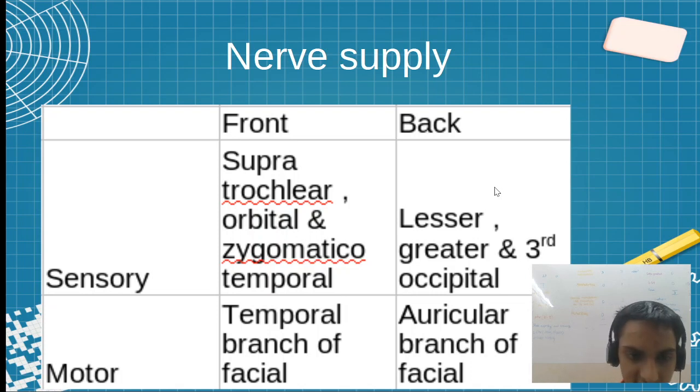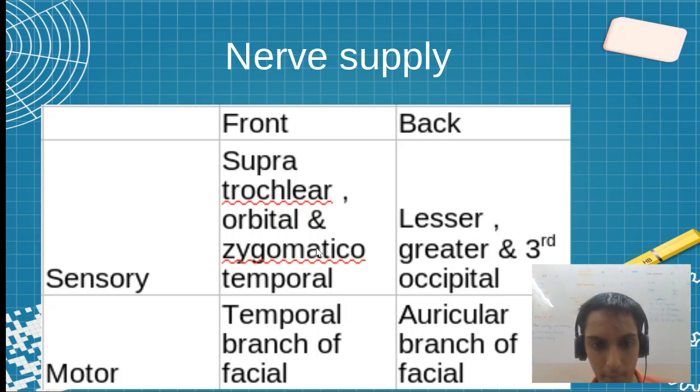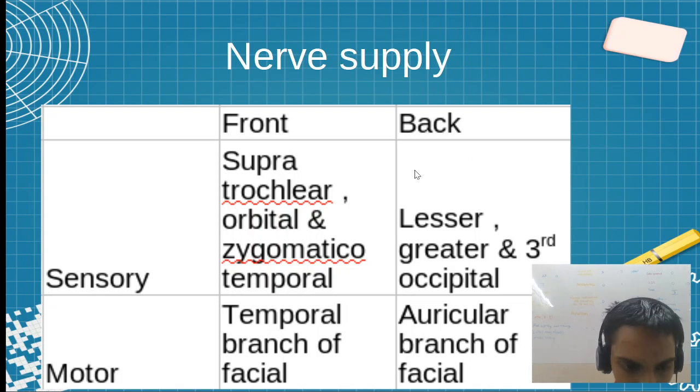Nerve supply, very similar, but we have sensory and motor. Sensory, remember, supratrochlear, supraorbital, zygomaticotemporal. There we had only supratrochlear in the front. With regards to ECA, here supraorbital and zygomaticotemporal. That's all. Back, I'll give you a mnemonic LG3. For the back supply, LG3. Lesser, greater and third occipital.